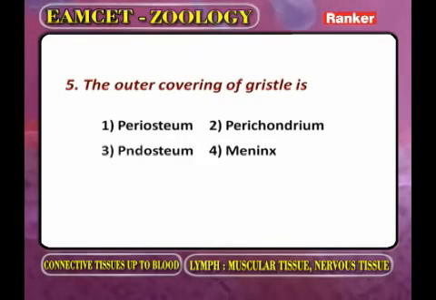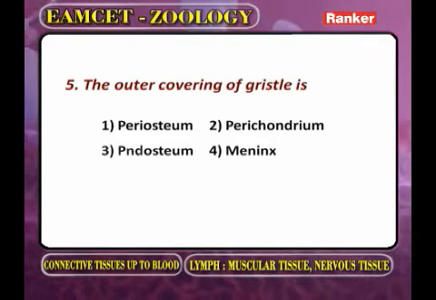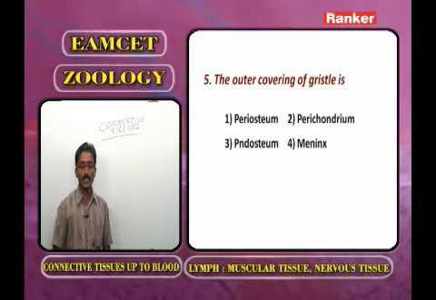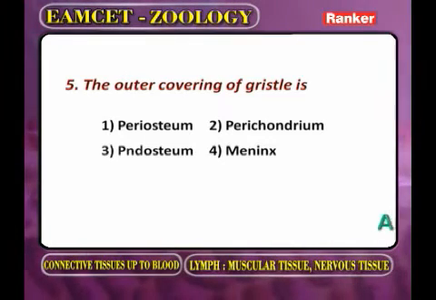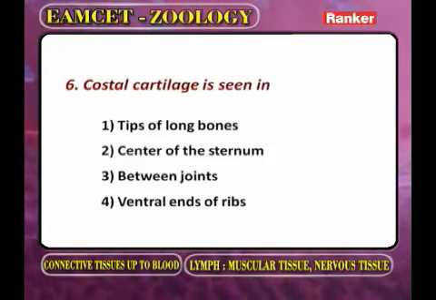The outer covering of gristle. Now the first one is periosteum. The second one we call perichondrium. The third one we call endosteum. And the fourth one we call meninx. Now based on this information, you have to pick out the correct answer for this question. What is the correct answer for the outer covering of the gristle? It is the perichondrium. That is the second answer. Now move to the next question.